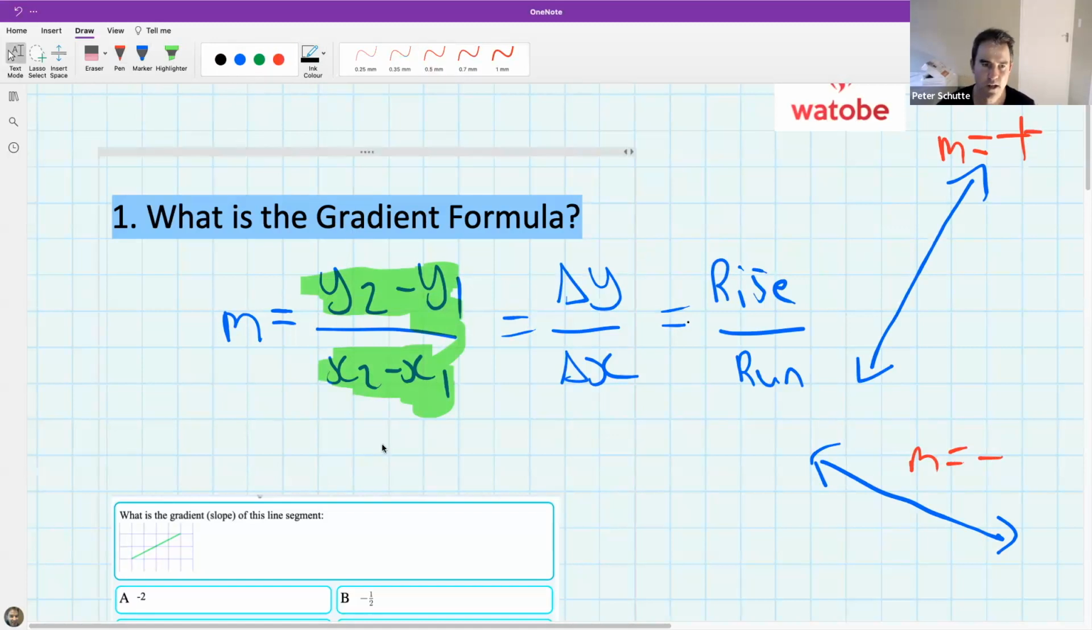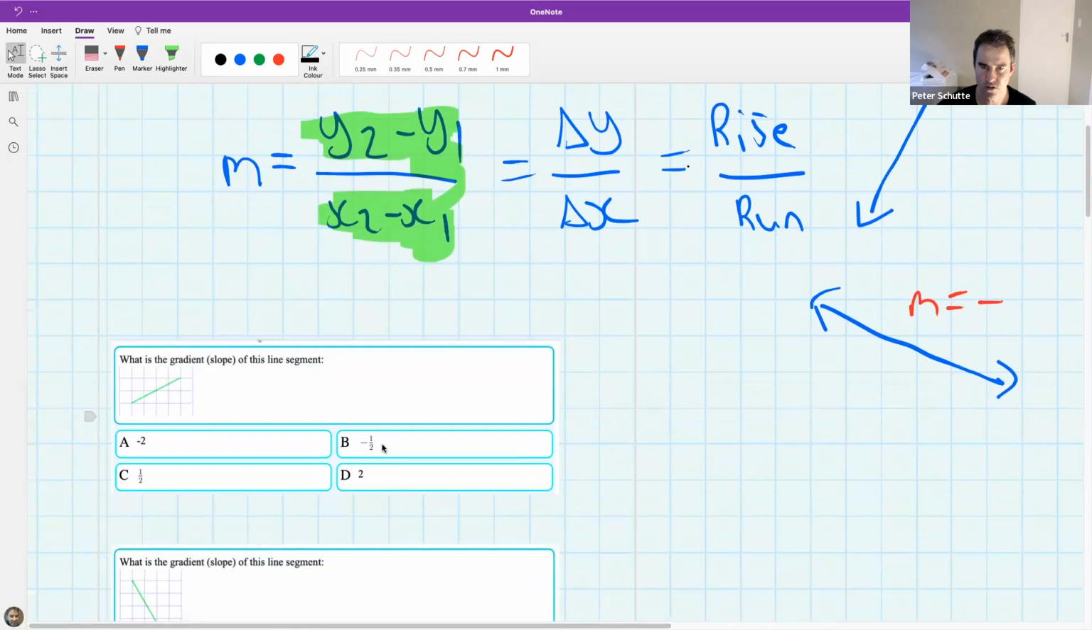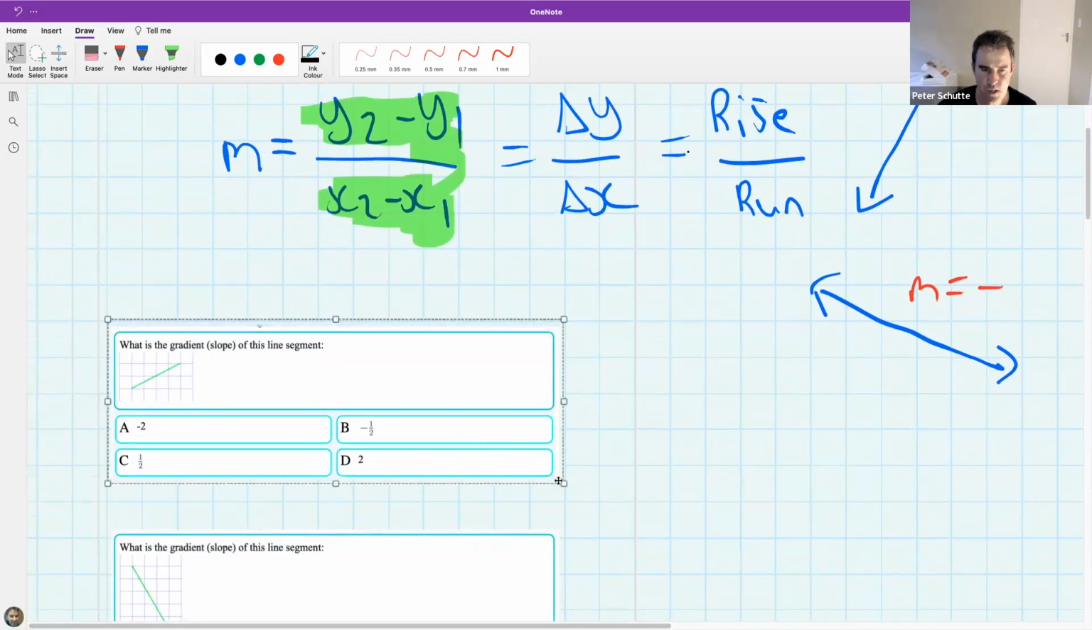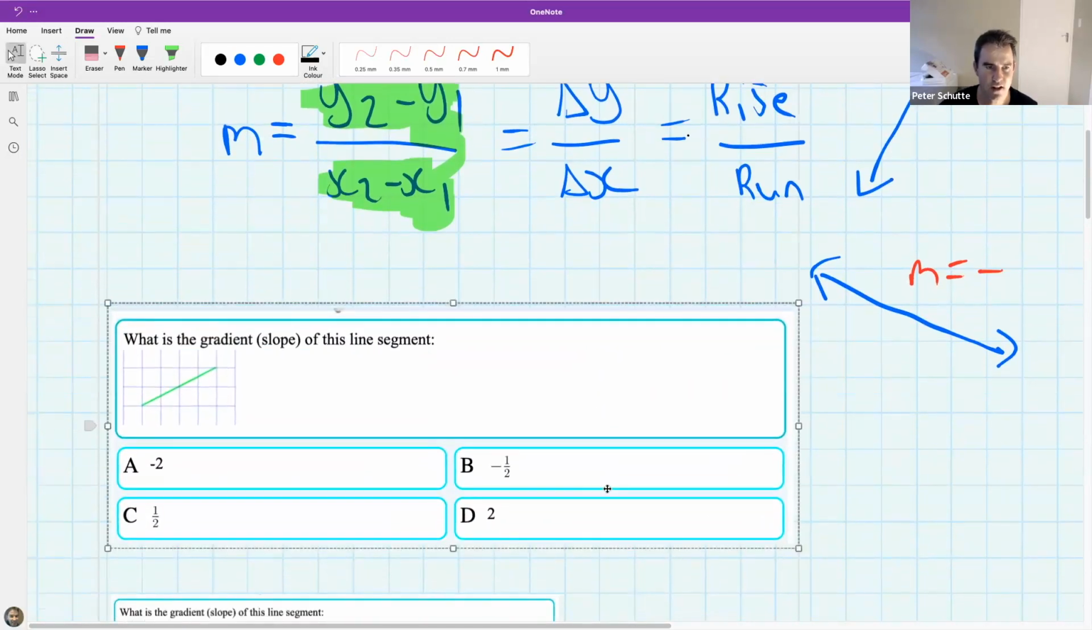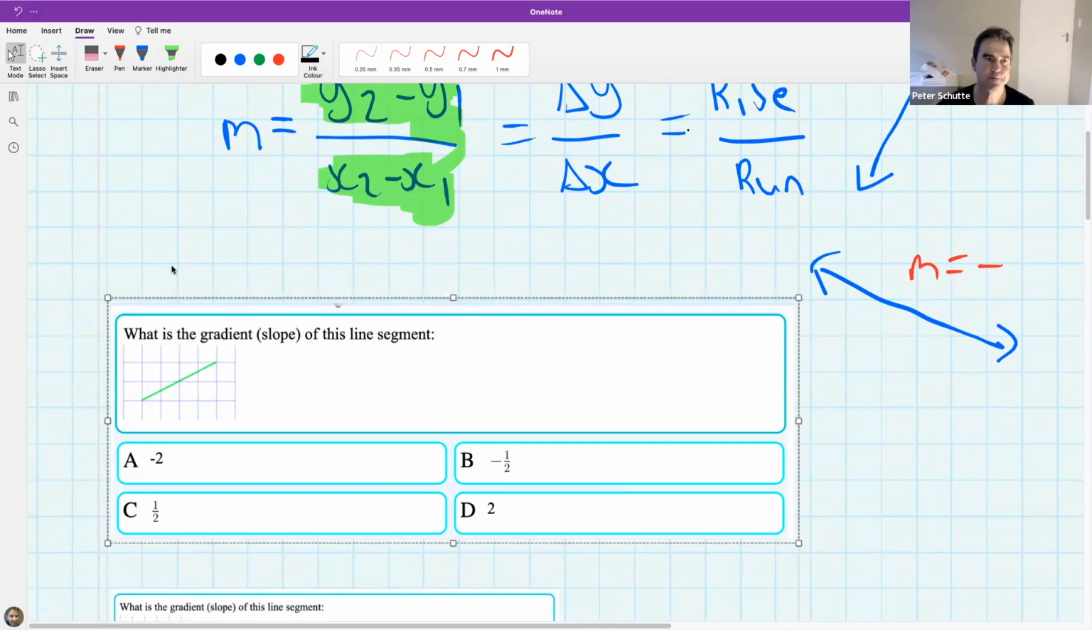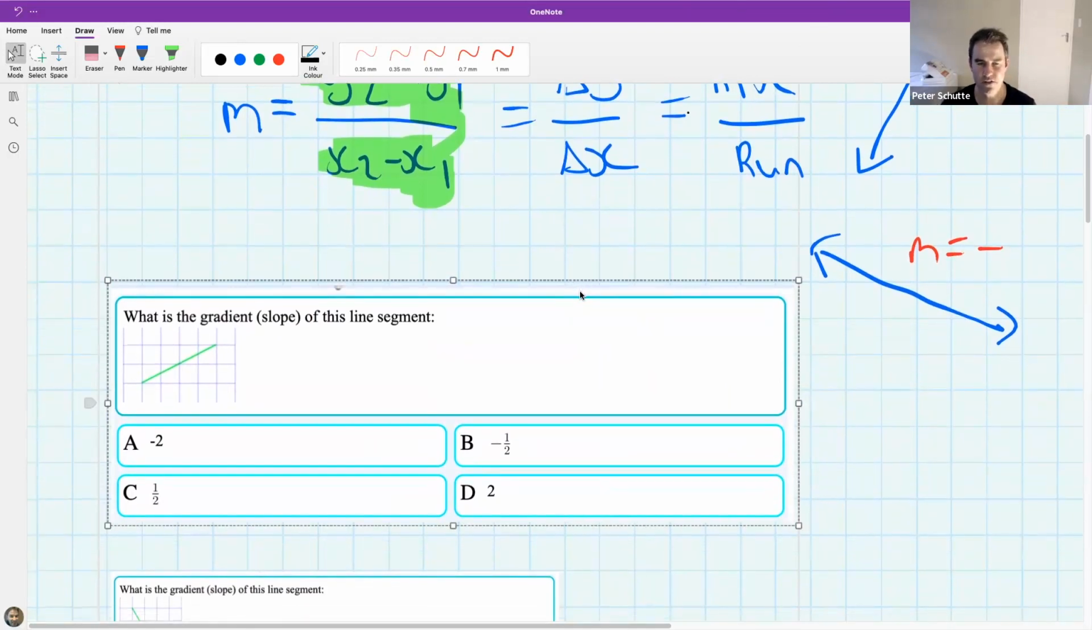So let us start with a little warm-up question. What is the correct answer to this question? What is the gradient or slope of this line segment? Slope is another word for gradient.